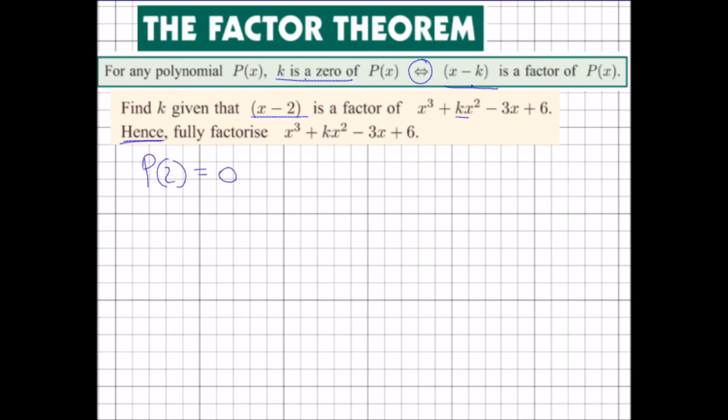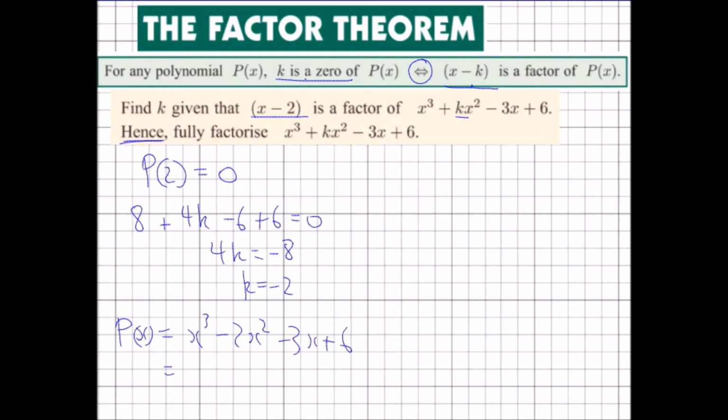So p of 2 I can work out by substituting 2 in place of x in my cubic. So 2 cubed is 8, k times by 2 squared is 4k, minus 3 times 2, plus 6 equals 0. Rearrange, I'll get 4k equals negative 8, and therefore k must equal negative 2. So now I can replace k by negative 2 in my cubic, so let's call it p of x. And that equals x cubed minus 2x squared, etc.